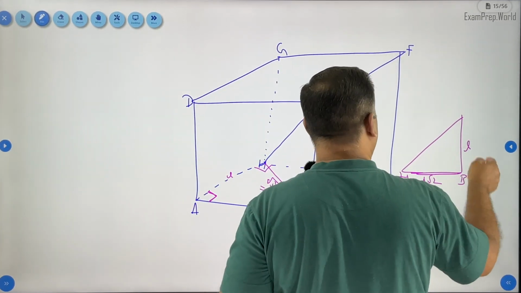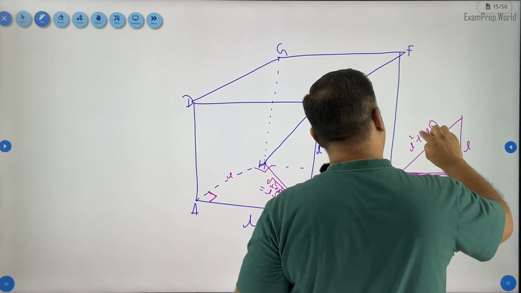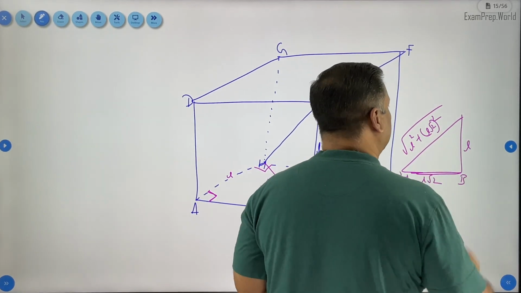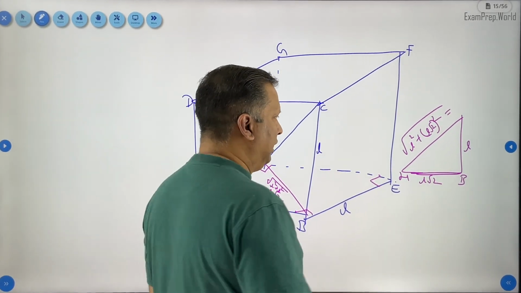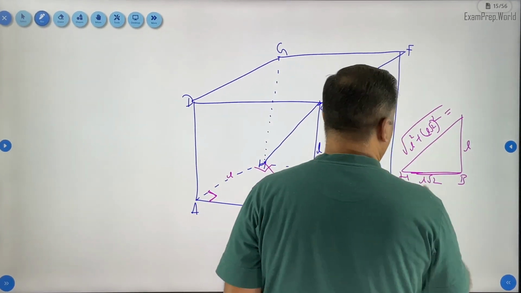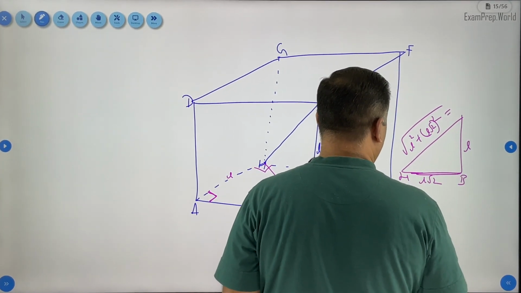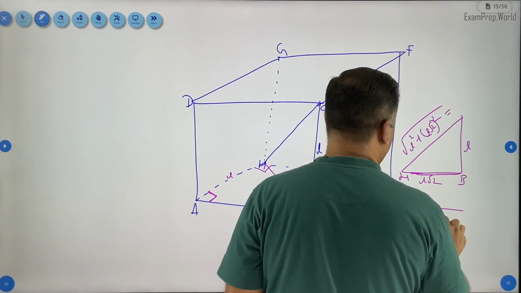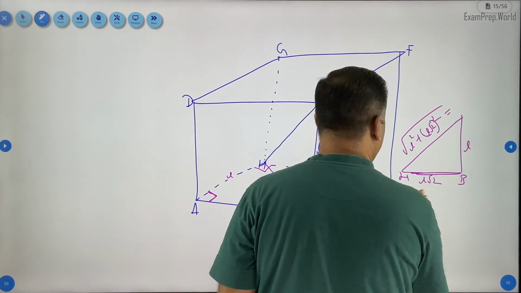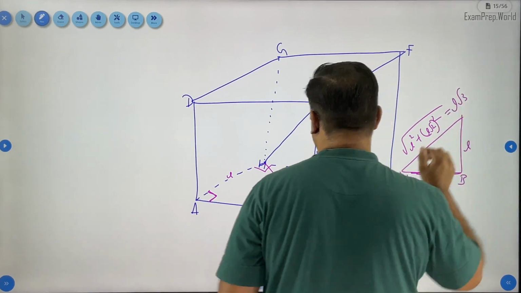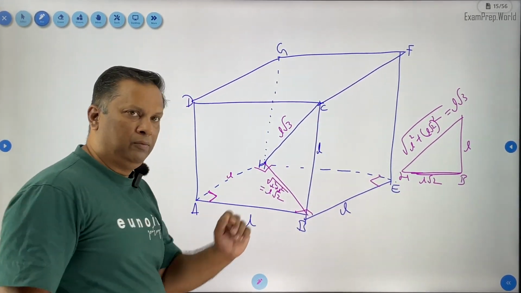Use Pythagoras once again. L square plus L root 2 whole square. How much is it? Calculate. It should be L root 3. It is root of L square plus 2L square, which is 3L square. So yes, it is L root 3, right? So the length of HC is L times root 3, for a cube.